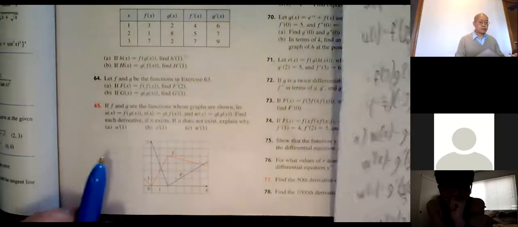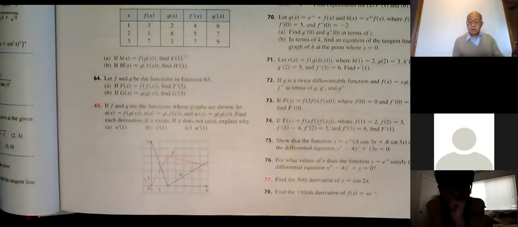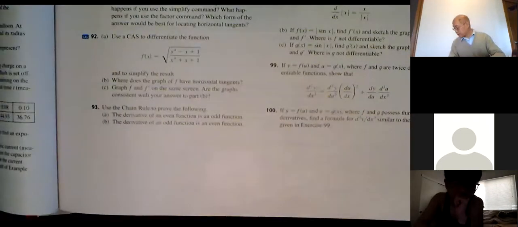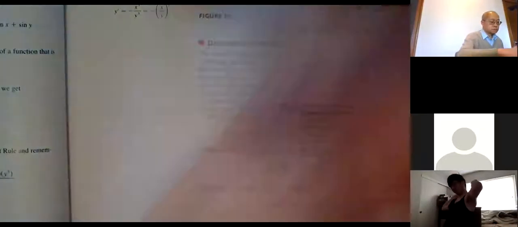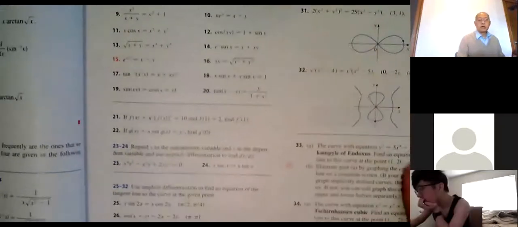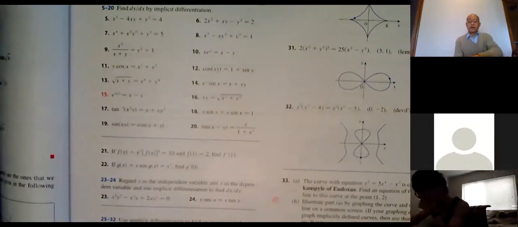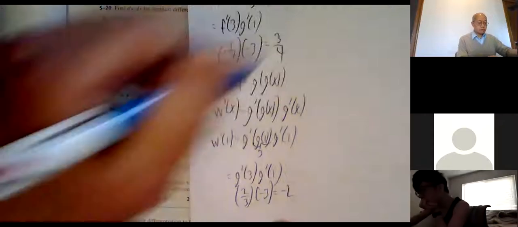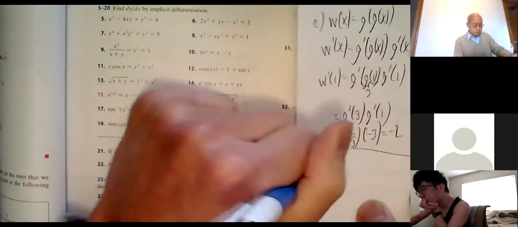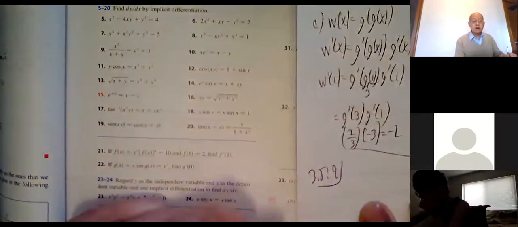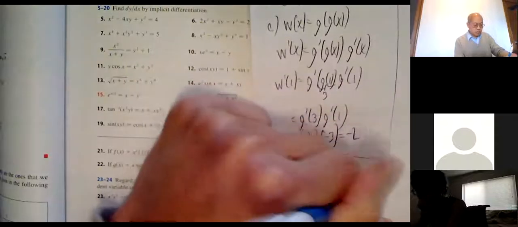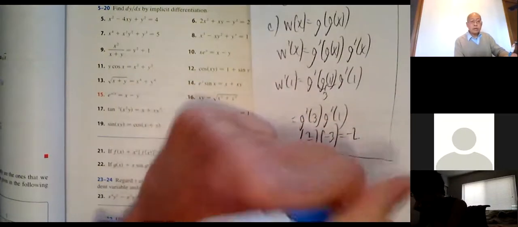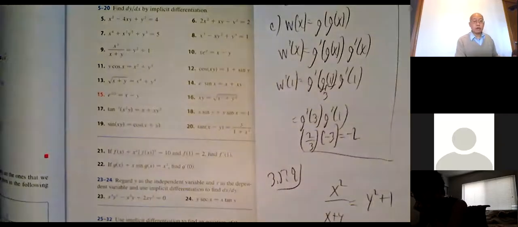All right, so that's as much as I was going to do for that one. Somebody asked for 3.5, number 9. Let's see if I can do that one. Yeah, 3.5, number 9. x squared over x plus y equals y squared plus 1.